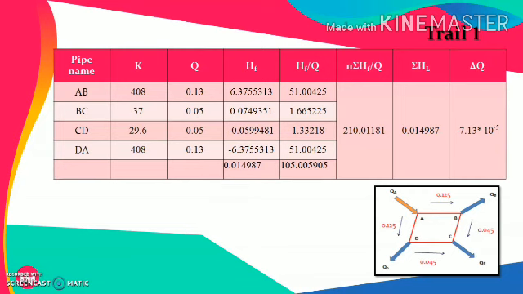Now head loss can be calculated in the form of the equation, which is equal to KQ square. So it will be 6.37 for AB. For BC it is 0.07. For CD it is 0.0599, and for DA it is 6.37.